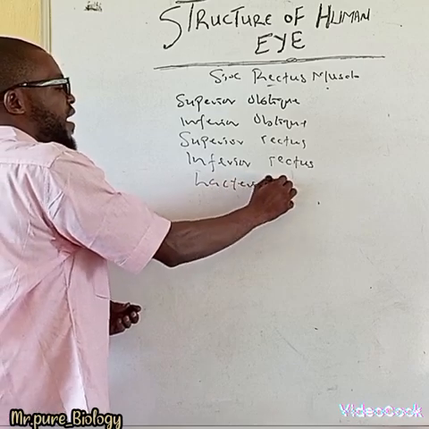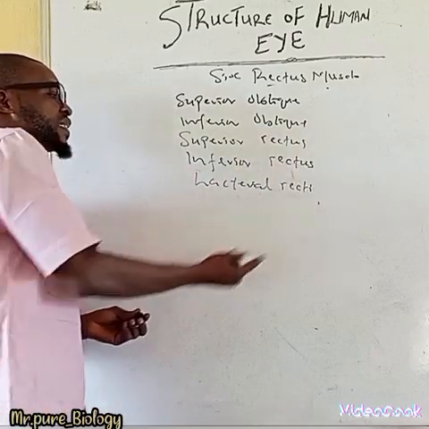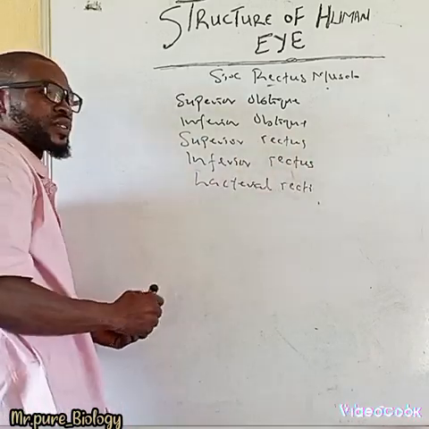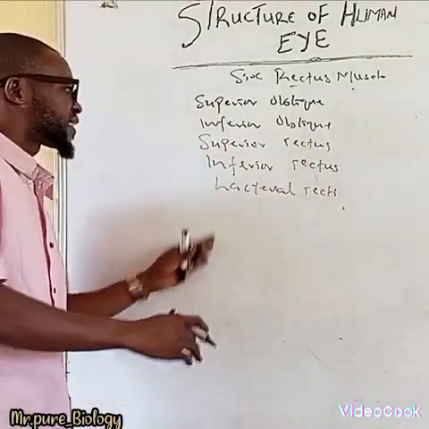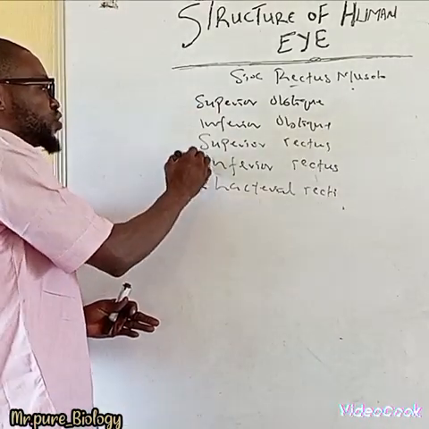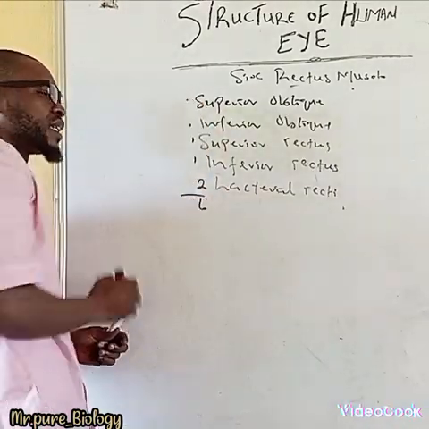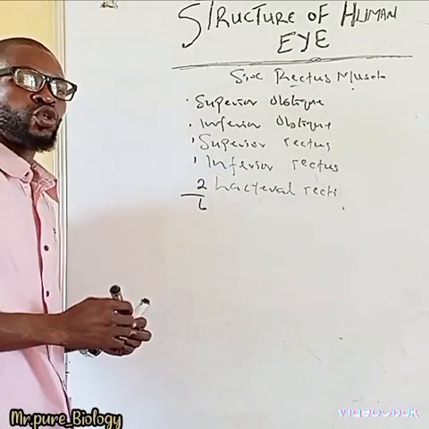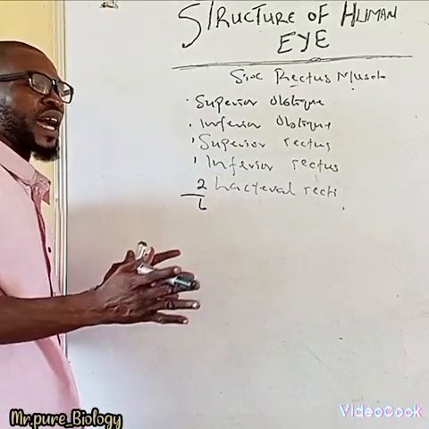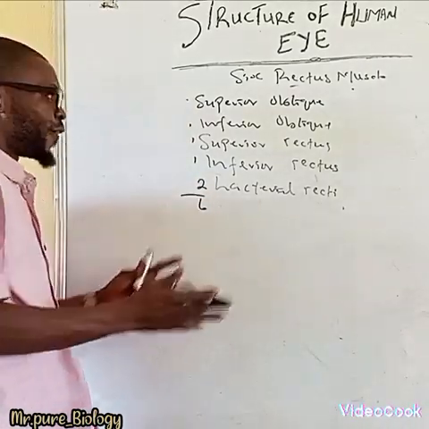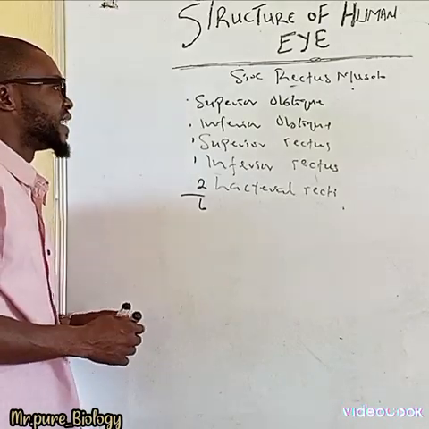When we say recti, that is the plural for rectus. These are the 6: this one is 2, this one is 2, and this one is 2, making 6. Now, these are the 6 rectus muscles that hold our eyeball in place and also allow for the rotation of the eyeball without moving the head.